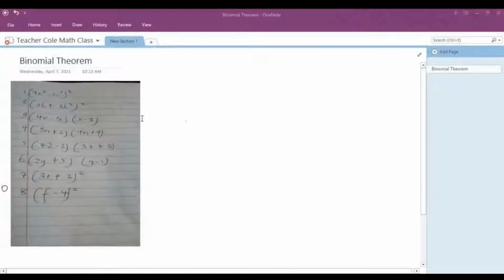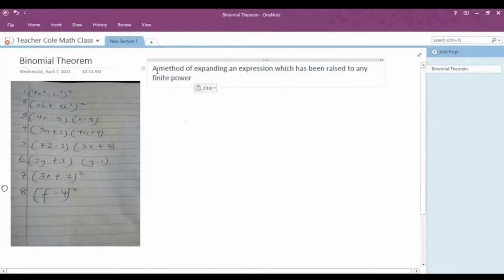In this video, we'll be looking at a few examples on the topic of binomial theorem. These examples are taken from a test paper. We'll present the definition of what the binomial theorem is: a method of expanding an expression which has been raised to a finite power.